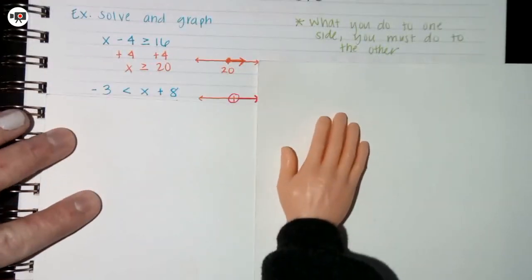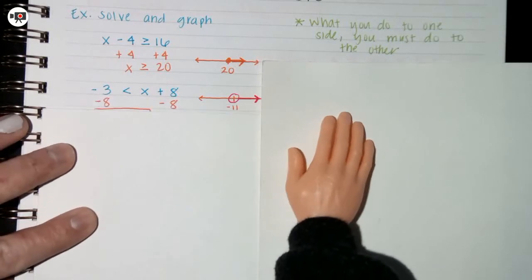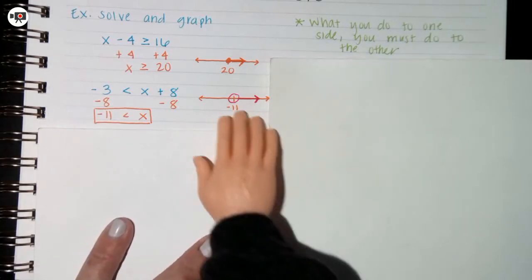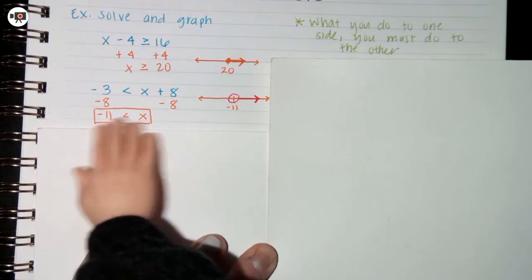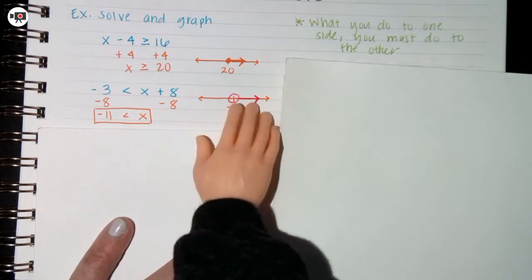Alright, so if negative 3 is less than x plus 8, we're going to subtract 8 on each side, and negative 11 is less than x. To graph this one, it will have an open circle because it is just less than, and negative 11 is smaller than x, so x must be larger, so we're still shading the right side.